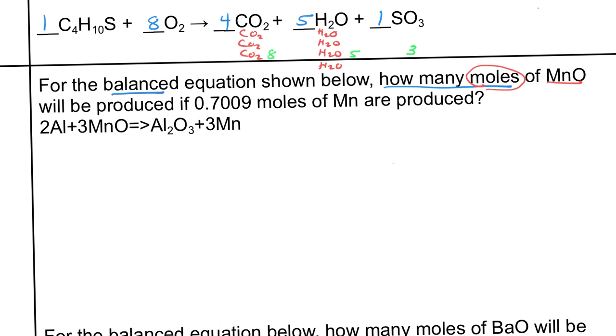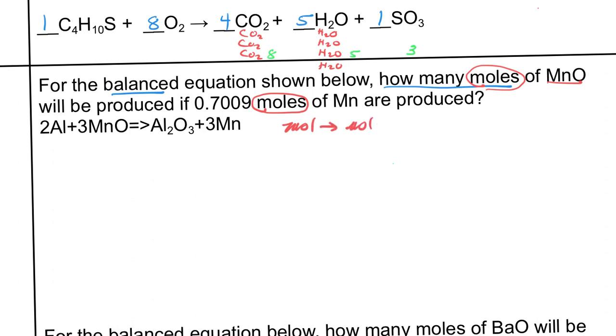So essentially the question is a little awkward here. We're not going to produce any MnO. Maybe here what we're trying to say is how many moles of MnO are consumed if 0.7009 moles of that are produced. So that will probably make more sense since we've got moles here. Notice the other unit that we're provided here is this one here. So this particular problem is a mole to mole conversion. And so we can get that set up.